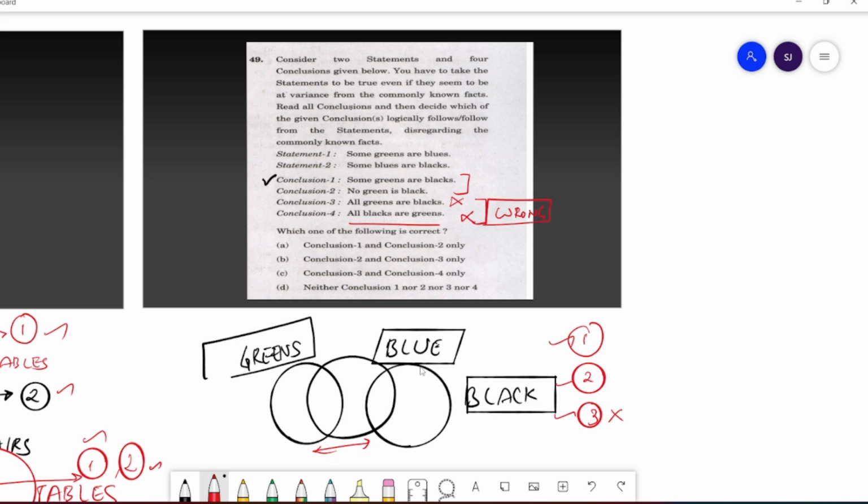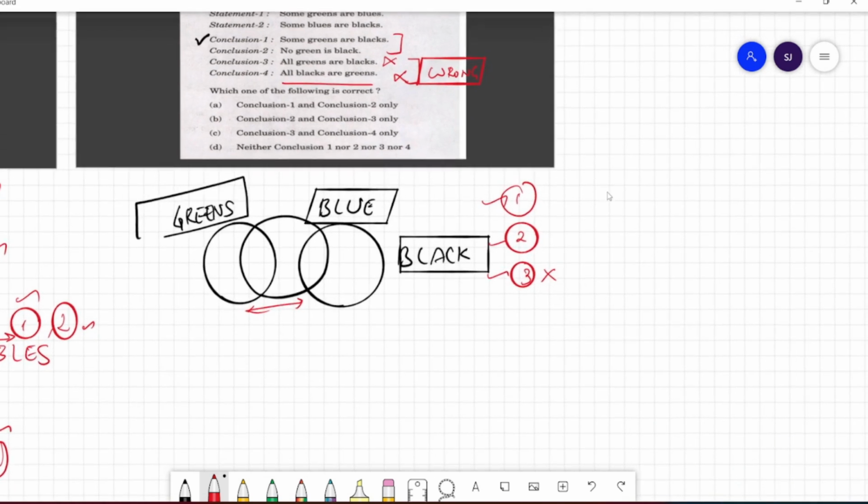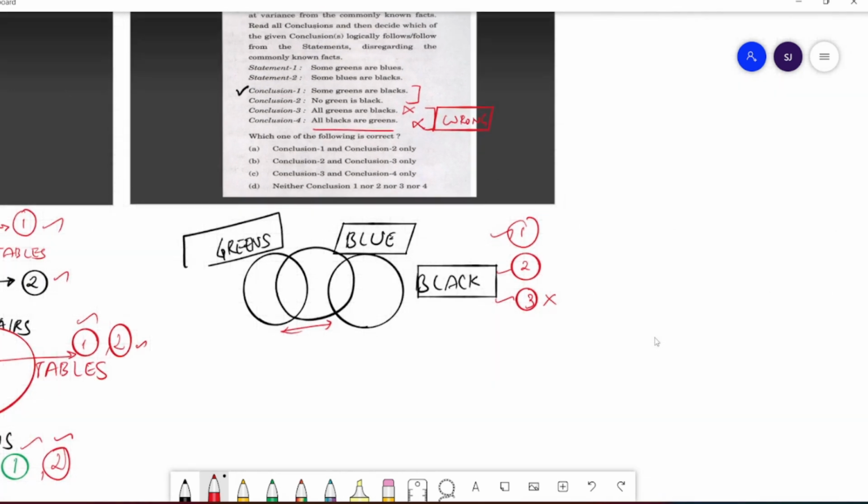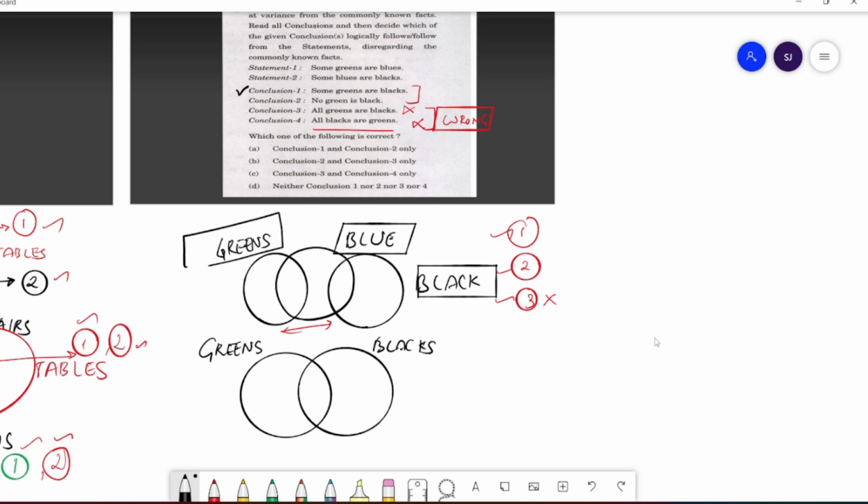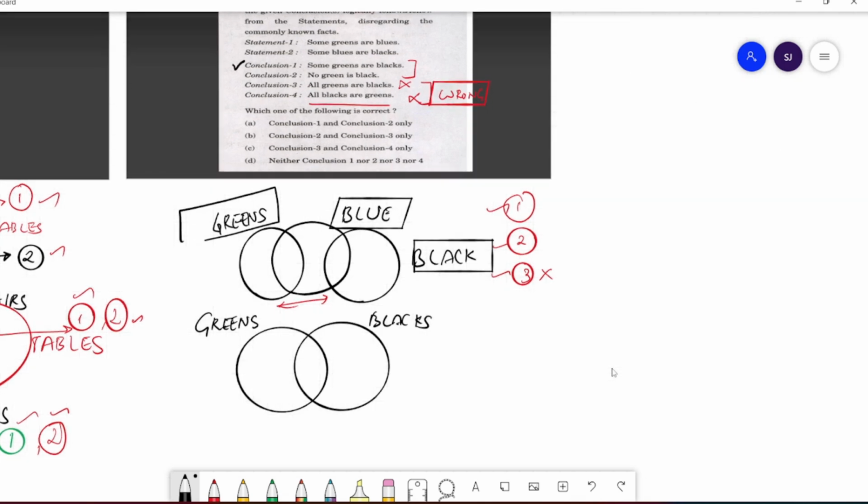So if I'm going to draw one more diagram, and in that diagram also conclusions 3 and 4 come, it means that they are certainly not true in the first diagram. So obviously those two you can remove. And the other diagram that I'm going to draw, one more diagram I can draw: some greens are black, and some greens are blue, and some blues are black.